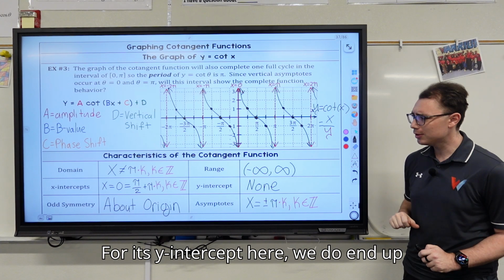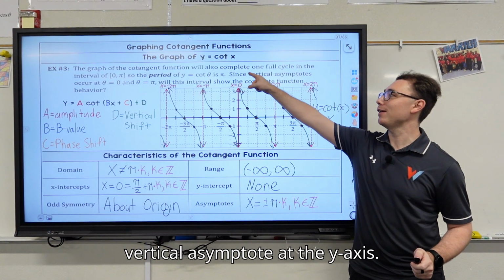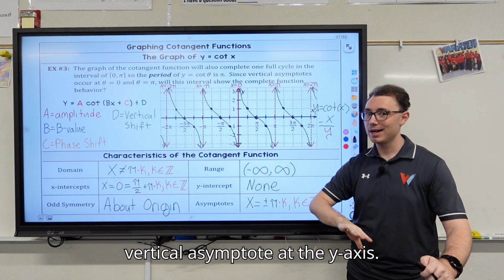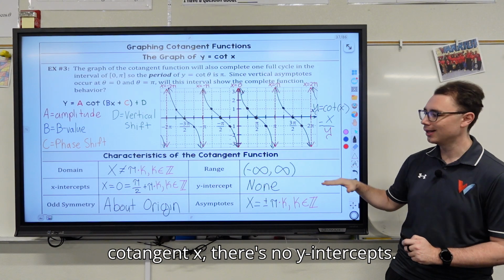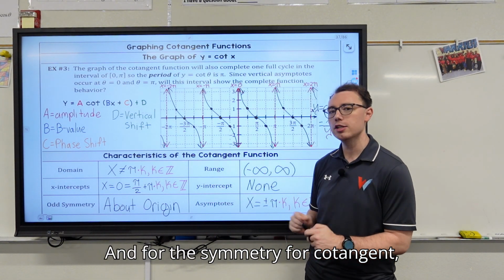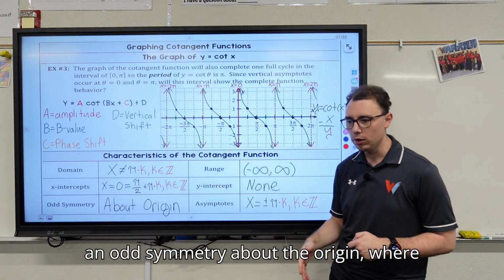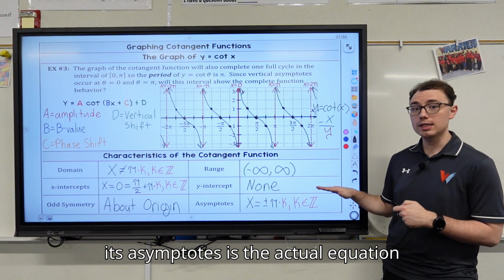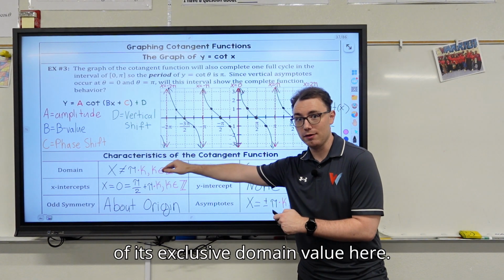For its y-intercept here, we do end up having it as none, only because we have a vertical asymptote at the y-axis. So for the parent function of just cotangent x, there's no y-intercepts. And for the symmetry for cotangent, same as for tangent, it happens to have an odd symmetry about the origin, where its asymptotes is the actual equation of its exclusive domain value here.